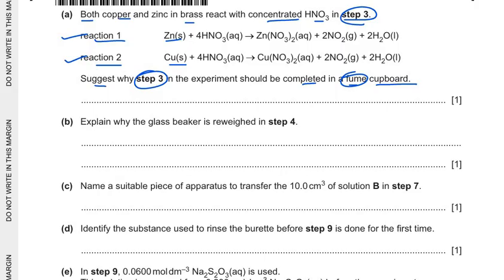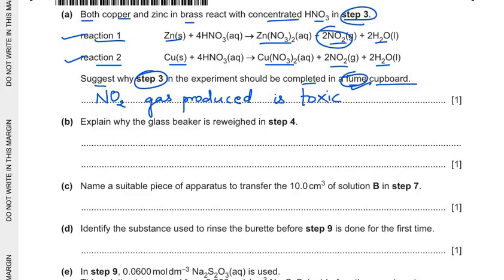So if you look at the reactions, you can see that zinc nitrate and copper nitrate aqueous solutions are formed, nitrogen dioxide gas is formed and water is formed. Now if they are asking about a fume cupboard, obviously we are talking about some gas which is harmful. Nitrogen dioxide gas produced is harmful, and that's why you can say it is toxic. Actually the word toxic should be used. So nitrogen dioxide gas produced is toxic, and that's why we use a fume cupboard for this reaction. Okay, this is the answer.